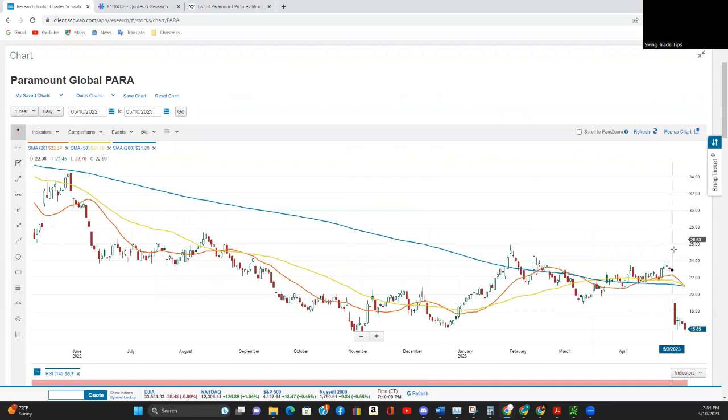Paramount is known all over the world for their movies, and I'll get to that in a moment, though. They just reported earnings a few days ago, and as you can see from the annual chart here, it was a disastrous earnings. Price has since dropped by between 30 and 35%. It is well below all the major moving averages. Actually, it looks like it's still settling, trying to find a bottom.